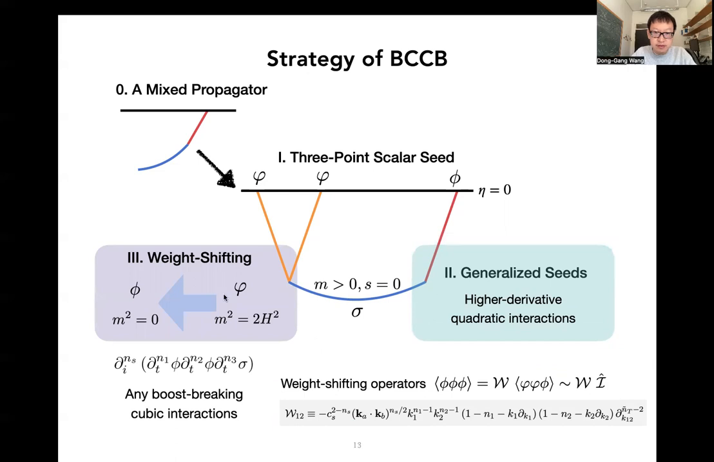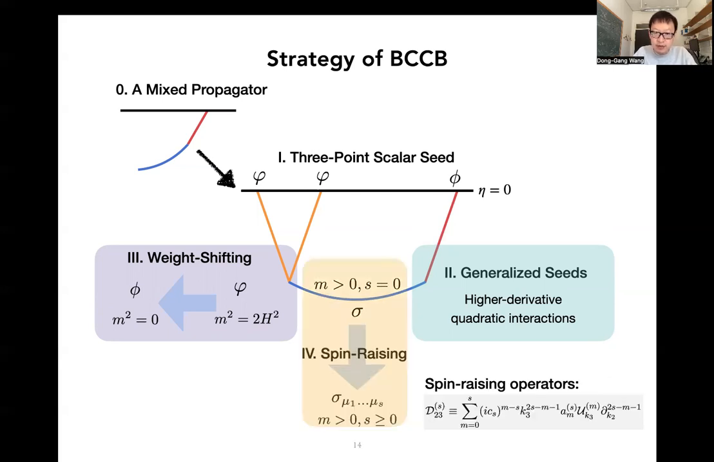And then the third step is to do the weight shifting process, that is to map the conformally coupled scalar varphi to the inflaton field phi. Here we also want to include all the boost breaking cubic interactions for this phi sigma vertex. So we propose this boost breaking version of the weight shifting operator that could map the scalar seed function to the inflaton field, the 3-point correlator of the inflaton field.